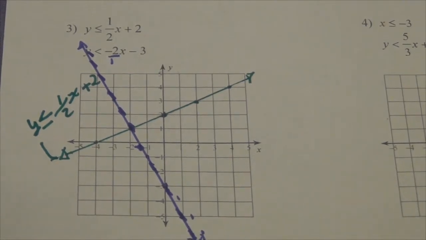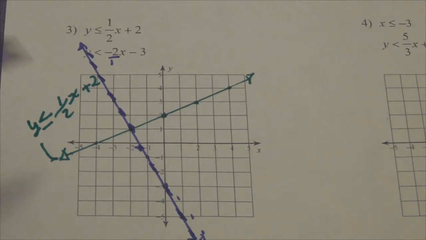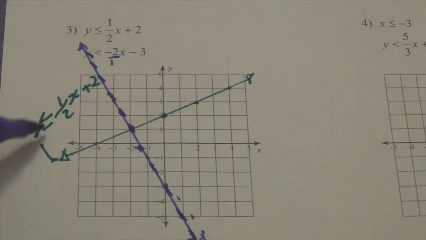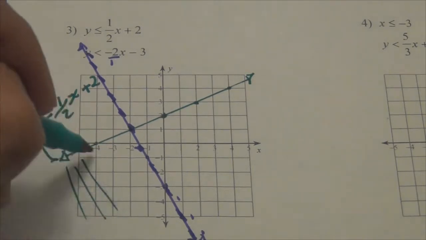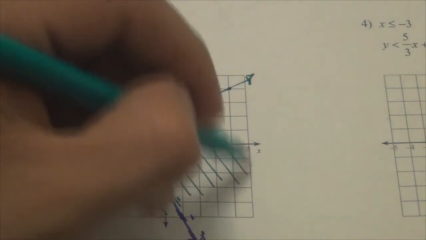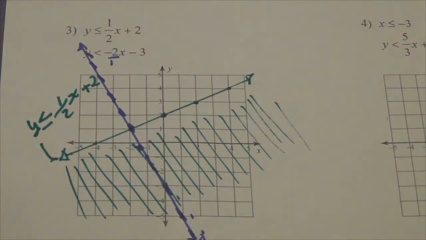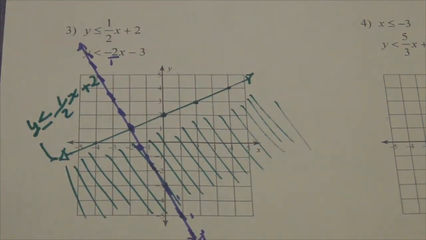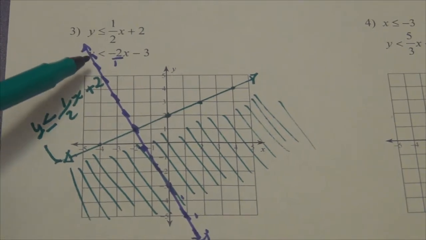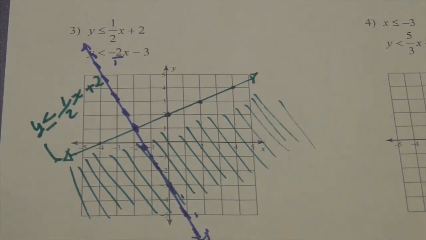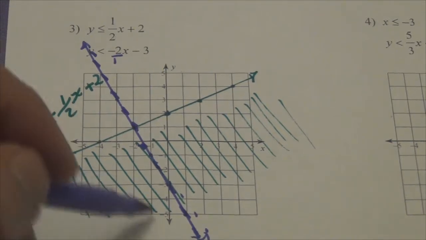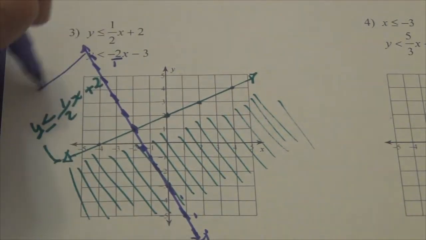But the thing I wanted to talk about, the solutions. So on the green line, y is less than or equal, so I am going to shade where y is less than or equal. So down the line, below the line. See that? And now on the other equation, on the purple one, it says that y is less than. So this is above, this is below, so I'm gonna shade below.